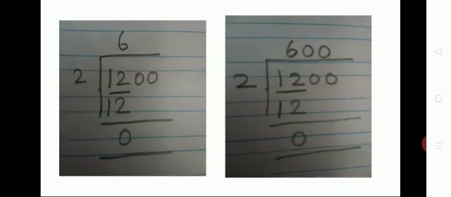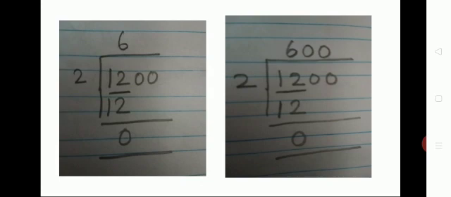How do you do this division? 1,200 divided by 2. First take one digit. It's not possible to divide. So again take two digits. How many 2's are in this 12? Can you say? 1 two is 2. 2 twos are 4. 3 twos are 6. 4 twos are 8. 5 twos are 10. And 6 twos are 12. So 6 times. So next you write 6, 6 twos are 12.